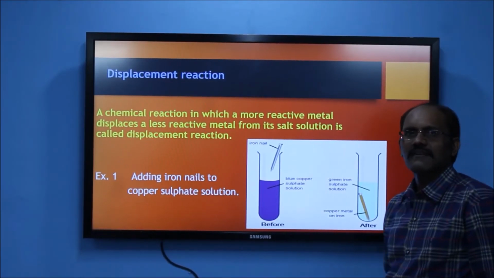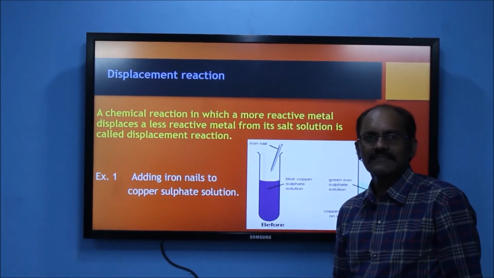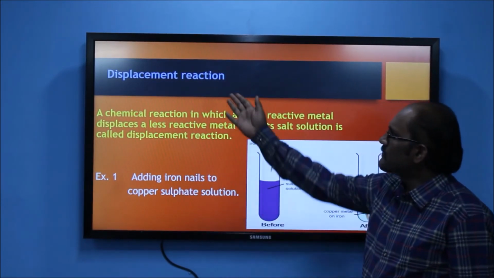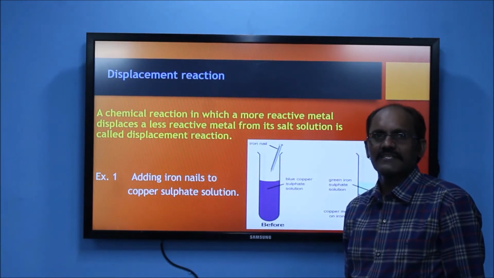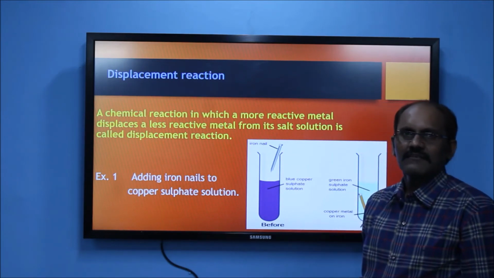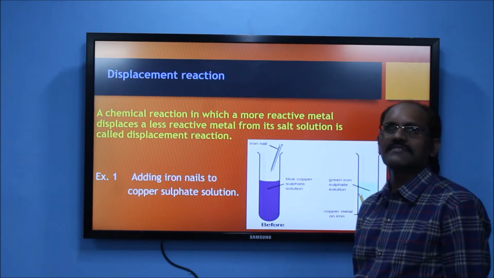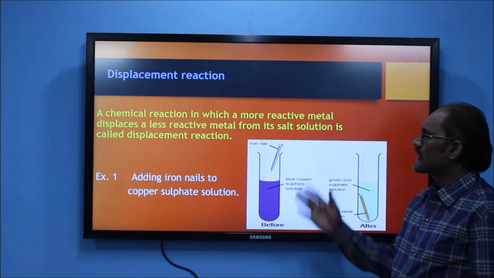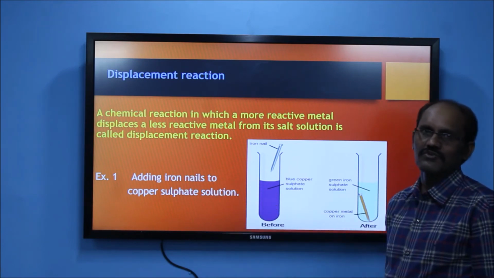Children, one important chemical reaction we study in class 8 is the displacement reaction. A displacement reaction is one in which a more reactive metal displaces a less reactive metal from its salt solution. For example, adding iron nails to copper sulfate solution.